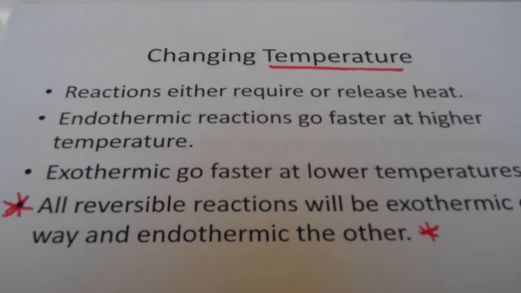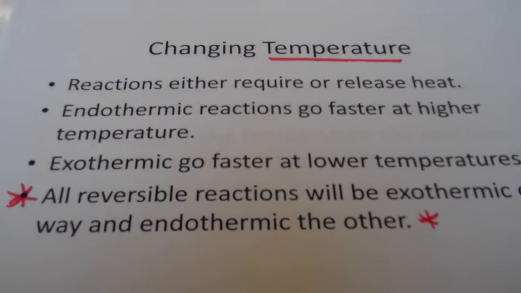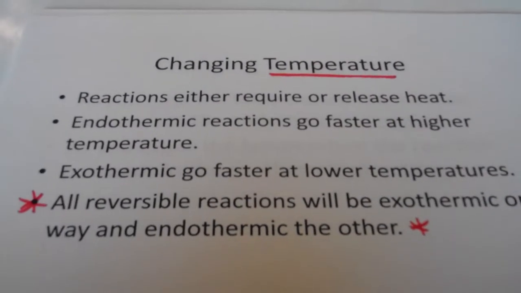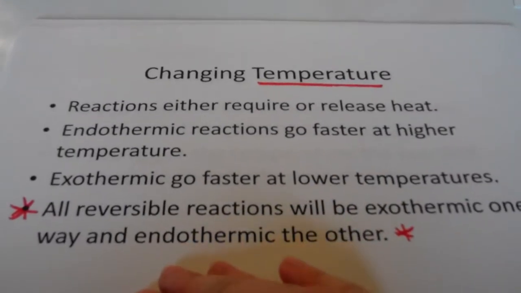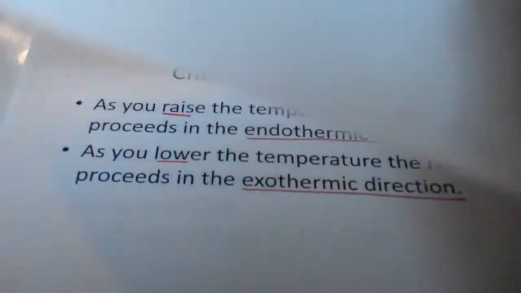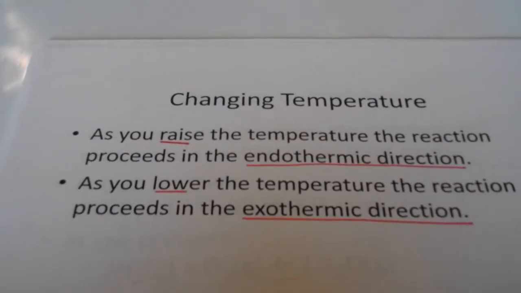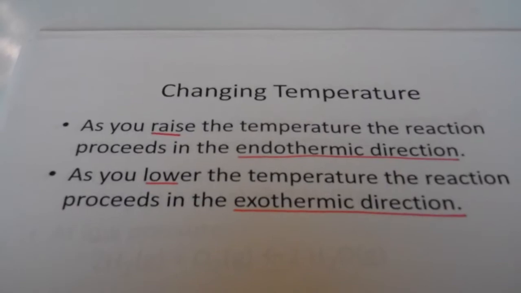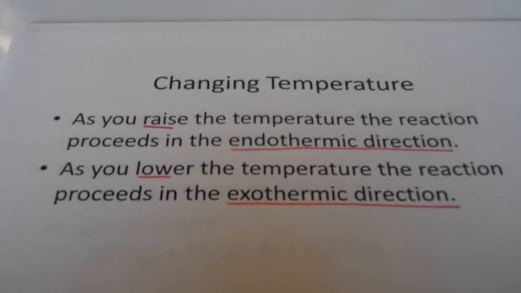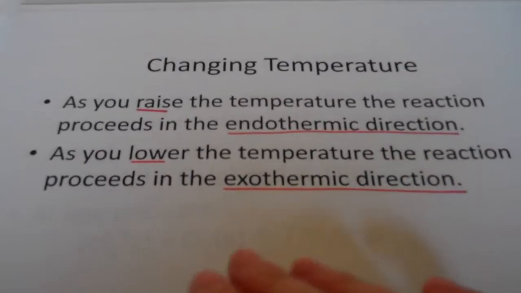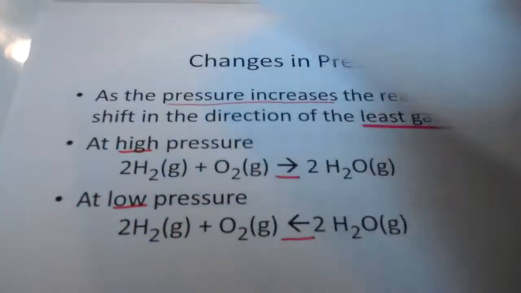Exothermic reactions want to expel heat, so if it's already hot around it, it will move slower. But if we lower that temperature, it will speed up. All reversible reactions will be exothermic one way and endothermic the other way. As you raise the temperature of the reaction, the process will go in the endothermic direction. As you lower the temperature, the process proceeds in the exothermic direction. So higher temperature, endo; lower temperature, exo.